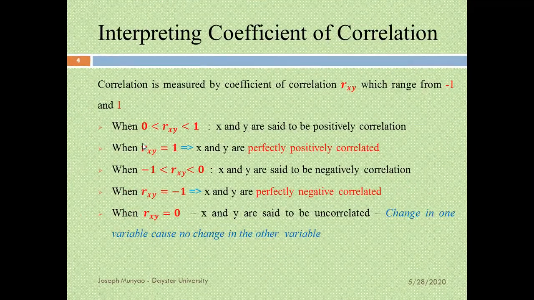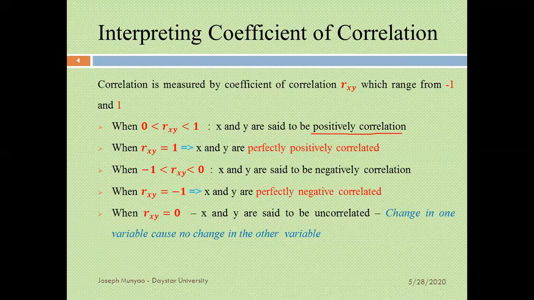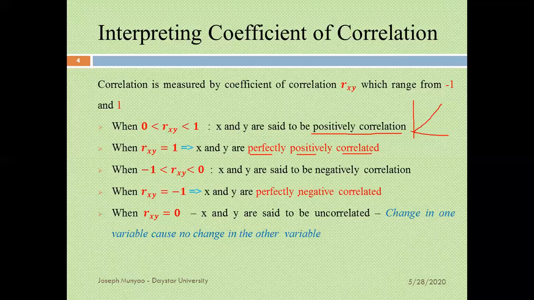Now, just to do a simple interpretation: in case we calculate and we realize that it is between 0 and 1, not 0 and not 1, then it means the two variables are positively correlated. They are moving in the same direction. Positively correlated means it is like that. Now, if the value is equal to 1, then it means they are perfectly positively correlated, meaning an increase in x causes an equal increase in y.